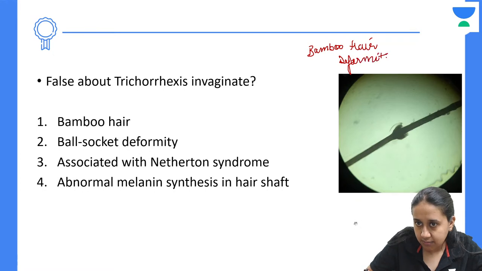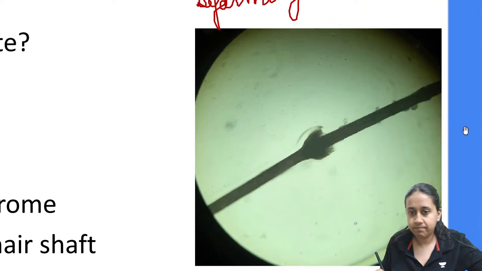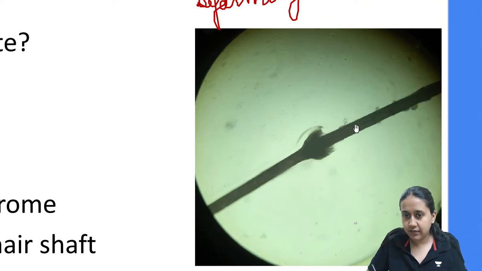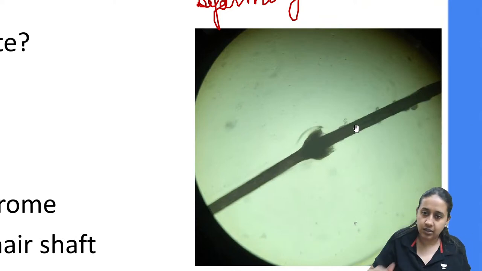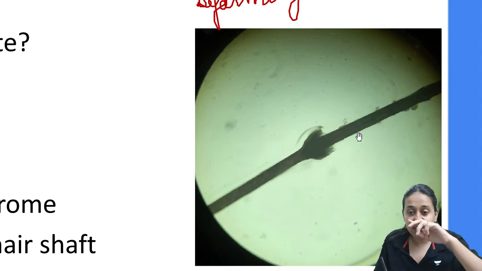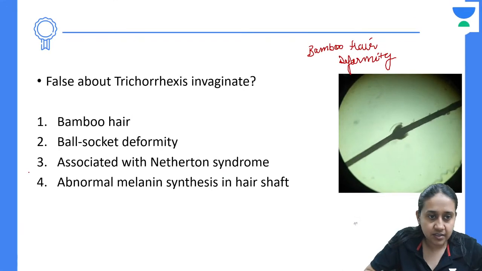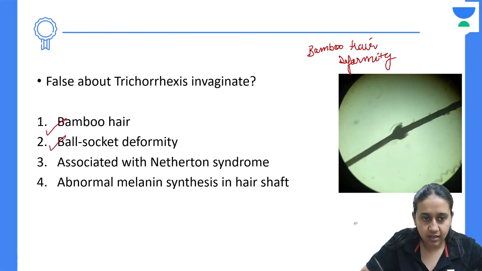Now if you look at this image, let me zoom this image for you. You can see that one part of the hair is entering into the other. Can you see? One part is entering into the other. This is like an intussusception. And because of this appearance, it is known as bamboo hair and ball and socket deformity, and it is one of the features of Netherton syndrome.